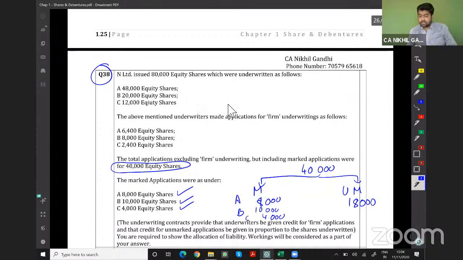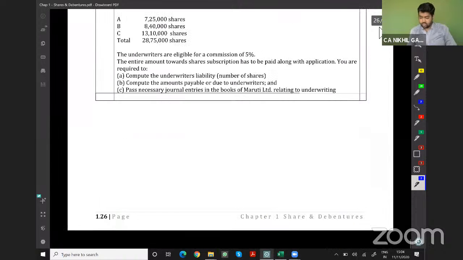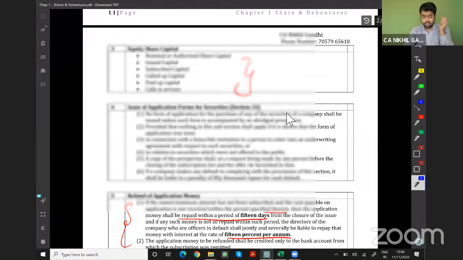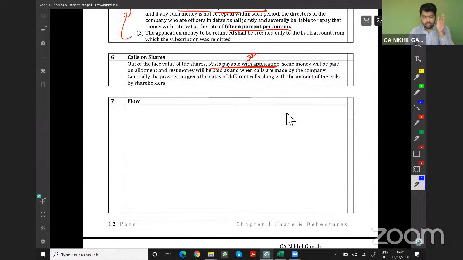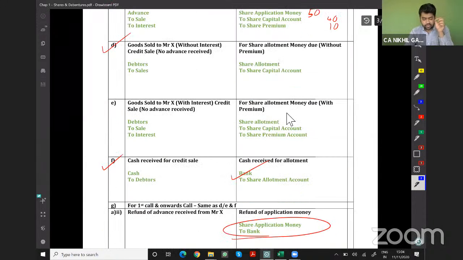So we should summarize this chapter as well. The first one is refund of application money. It should be within 15 days. If you have not refunded within 15 days, the officers in default should pay 15% interest. Calls should contain minimum 5% of the application money. And we have seen some accounting entries.